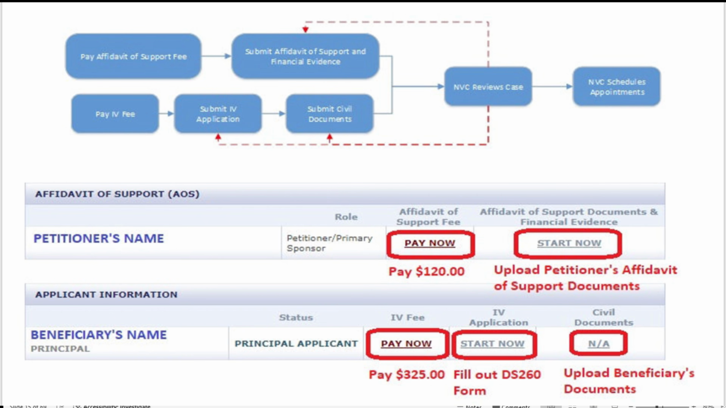This is right here. Petitioner name is going to be right here. You click on pay now for affidavit of support. The cost is $120. Once you pay the fees, you can start uploading the petitioner's affidavit of support documents. Now you go back again right here, pay fees for the IV application, which is $325 for each one. Then you file DS-260, and then you start uploading civil documents. As you can see right here, it will not be activated until you pay the IV fee and file the IV application DS-260. Then this one will be available.